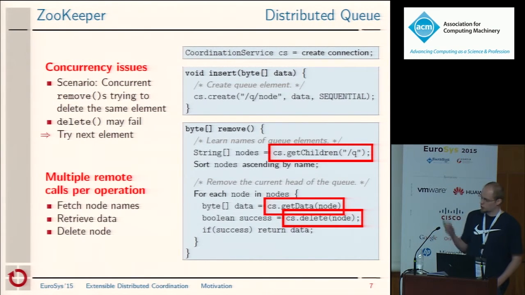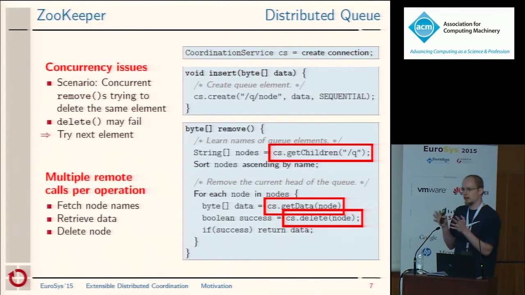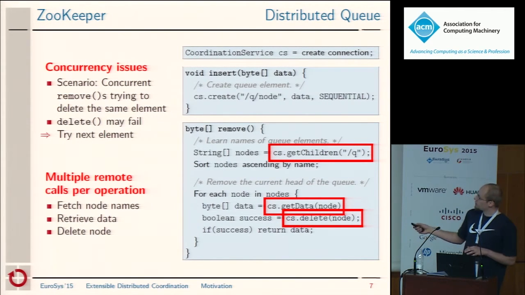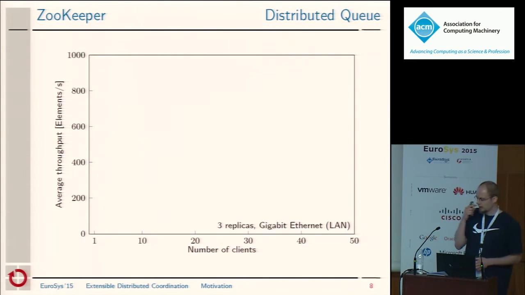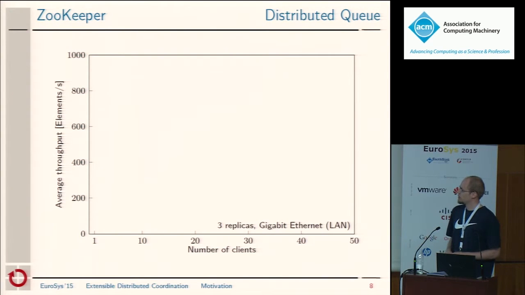Another drawback of this solution can be identified just by looking at the code. Even in the best case, we need 3 remote calls from the client to the service in order to remove even a single element, which is not optimal in terms of latency. Now, let's take a look at how this translates to throughput.